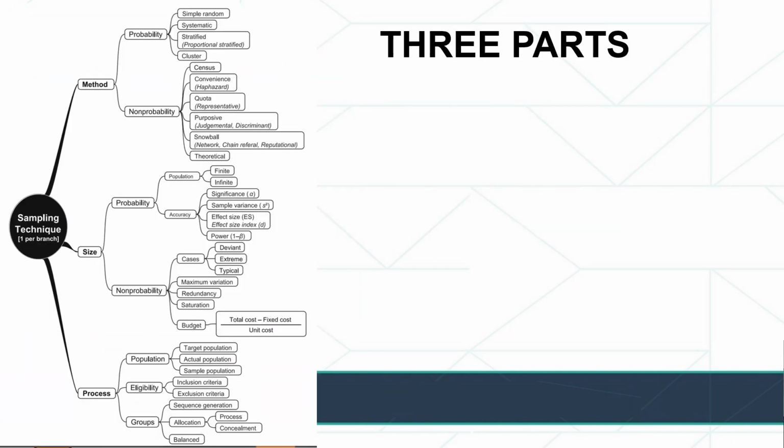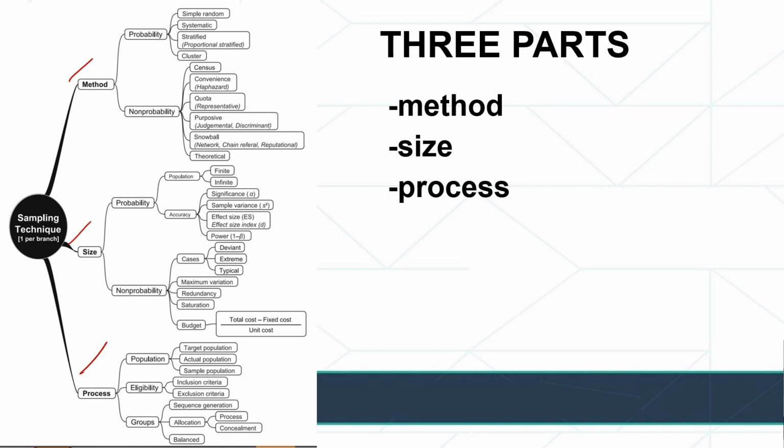So we have a mind map here for your sampling design. And this will be discussed in more detail in a separate video. I will touch on each only a bit. Your sampling technique is divided into three groups. We have the method, the size, and the process. The method here is the decision on which technique to use.